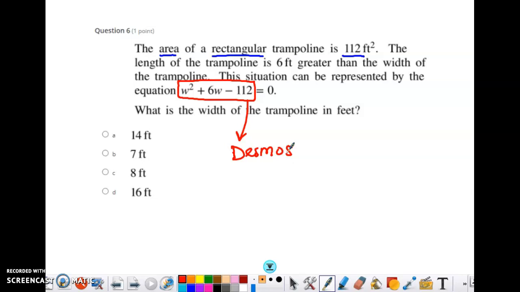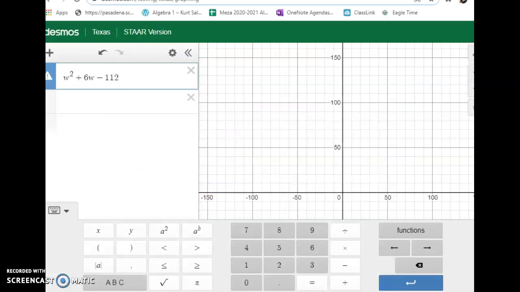Okay, what is the width of the trampoline in feet? So we're looking for the width. So when we type it in, we're going to be looking for the width, which is the W. You see right here, they gave you W. So that's like X. When I type it in, notice what happens.